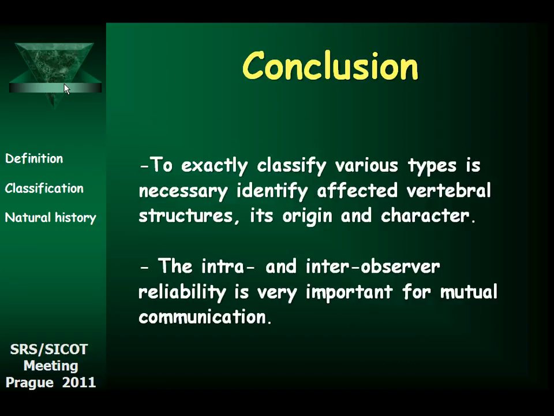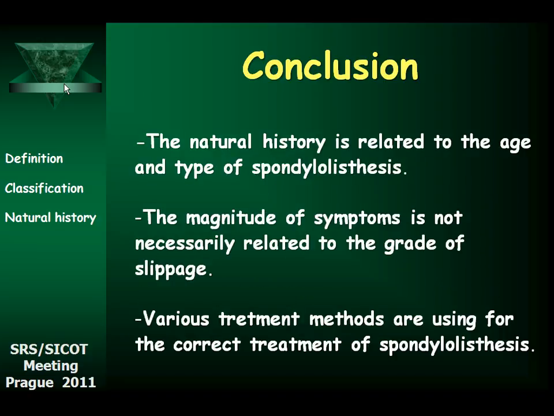And in conclusion, to exactly classify the various types, it is necessary to identify the affected vertebral structures, their origin and character. The intra- and inter-observer reliability is very important for mutual communication. The natural history is related to the age and type of spondylolisthesis. The magnitude of symptoms is not necessarily related to the grade of slippage, and various treatment methods are used for the correct treatment of spondylolisthesis.